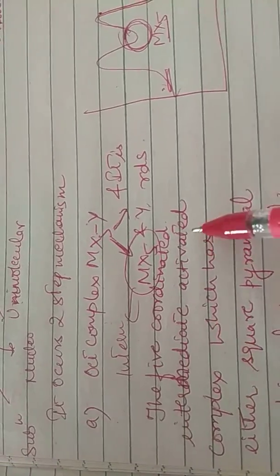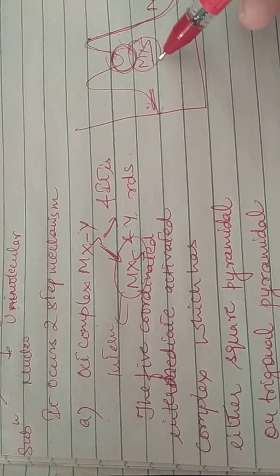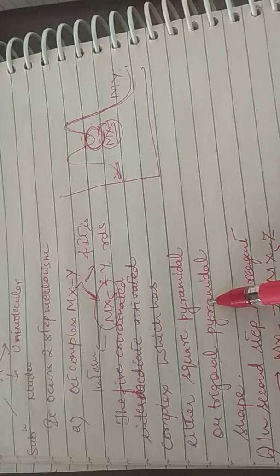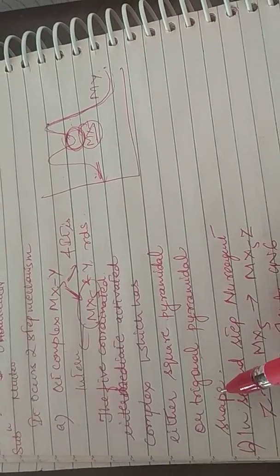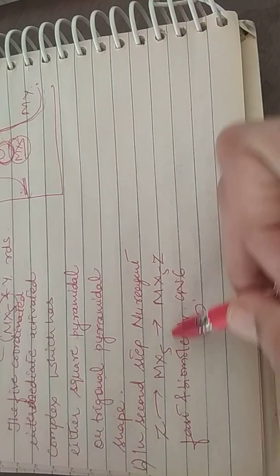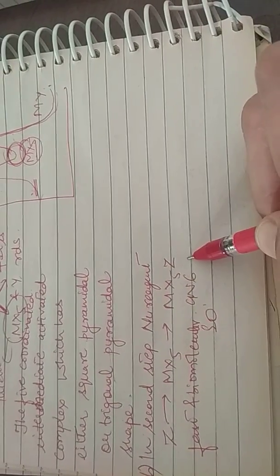Now the 5 coordinated intermediate activated complex which is formed, this is the 5 coordinated MX5. It can have two shapes, either square pyramidal or trigonal pyramidal shape. Now in the second step, what happens? The nucleophile attacks the MX5 and it forms MX5Z.